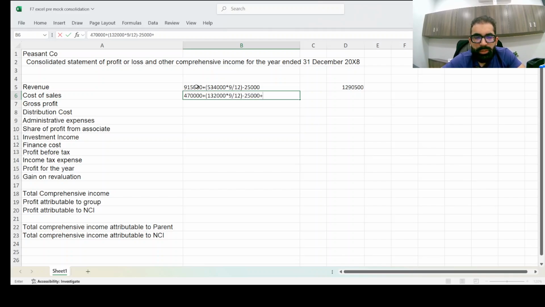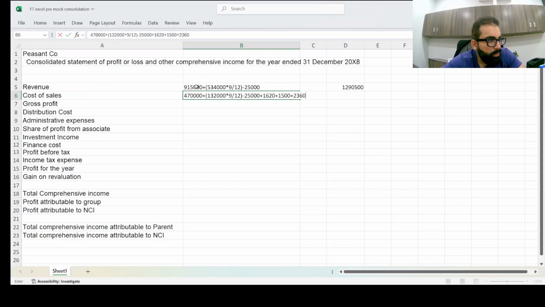Then you need to add URP. URP was I think 1620 for this transaction. Then you need to add 1500 of excess depreciation. Then you need to add the URP for P2A, P2 associate. P2 associate URP was 2360.